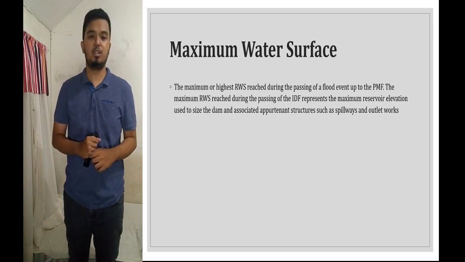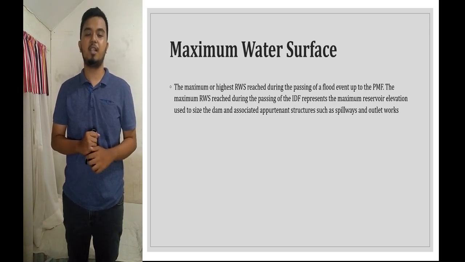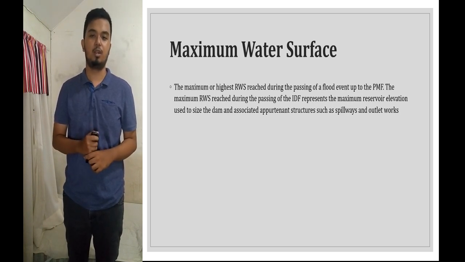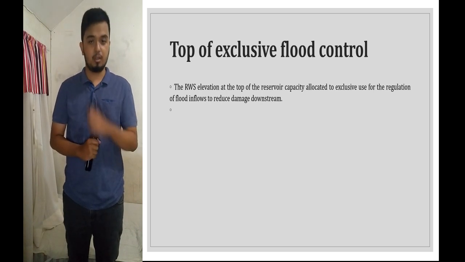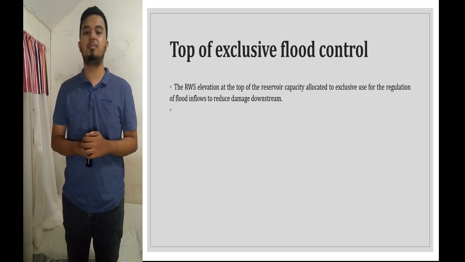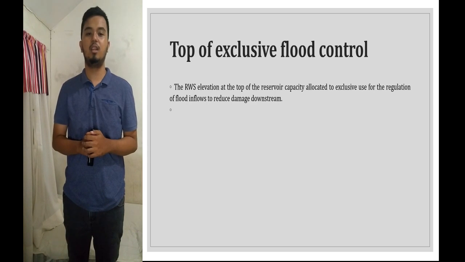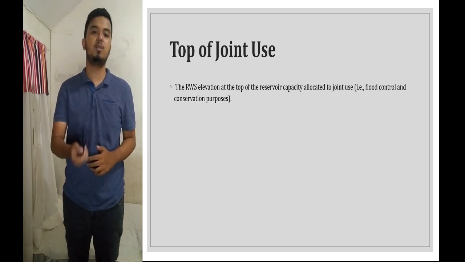Next is the maximum water surface. So the maximum or highest RWS reached during the passing of flood event up to the PAMF. The maximum RWS reached during the passing of the IDF represents the maximum reservoir elevation used to size the dam and associated appurtenant structures such as spillways and outlet works. Top of exclusive flood control. So the RWS elevations at the top of the reservoir capacity allocated to exclusive use for the regulation of flood inflows to reduce damage downstream.